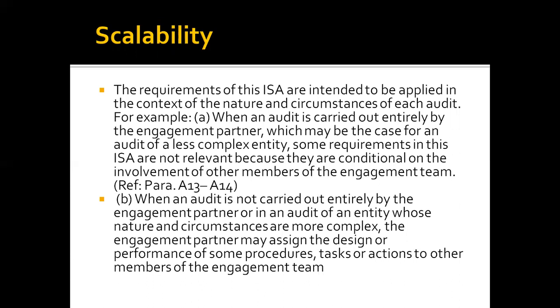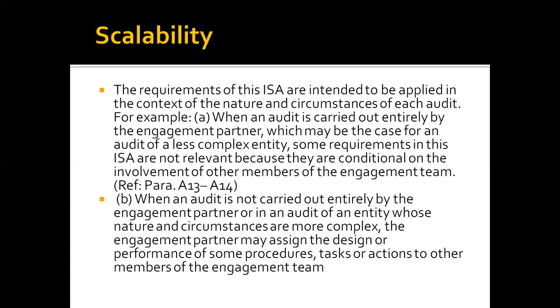So for example, when an audit is carried out entirely by the engagement partner, which may be the case for an audit of a less complex entity, some requirements in these ISAs are not relevant because they are conditional on the involvement of other members of the engagement team. So you may have two partners and the two of them are the entire audit team, and they are the ones that are going to run the entire audit project. In that case, you have just two people and they are co-partners. You can't be talking of supervision. That will not be necessary. So that is what they are saying here.